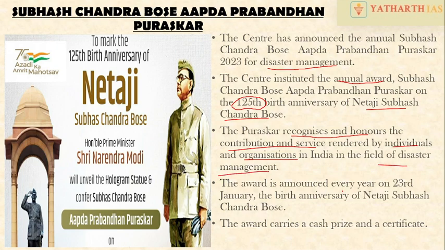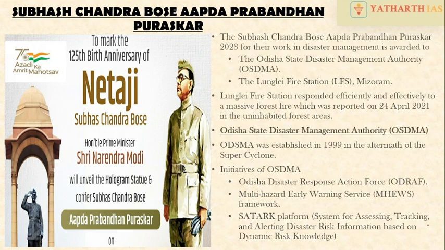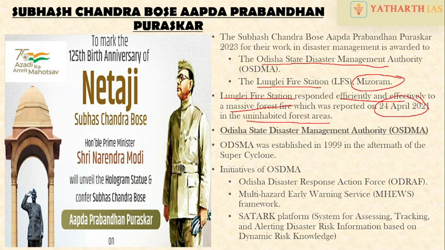So the award is announced every year on 23rd January, the birth anniversary of Netaji Subhash Chandra Bose. It carries a cash prize and also a certificate. So this is related to disaster management. The Subhash Chandra Bose Aapda Prabandhan Puraskar 2023 for their work in disaster management is awarded to Odisha State Disaster Management Authority and Lungle Fire Station of Mizoram. So the Lungle Fire Station responded effectively and efficiently to massive forest fires, which were reported on 24th April 2021 in uninhabited forest areas.